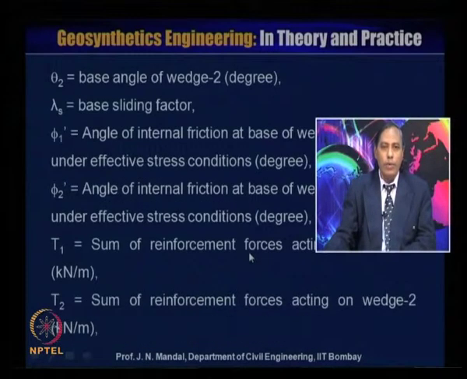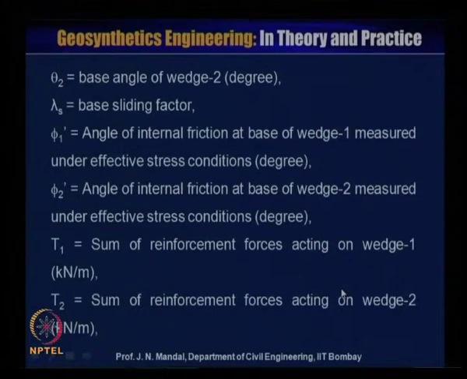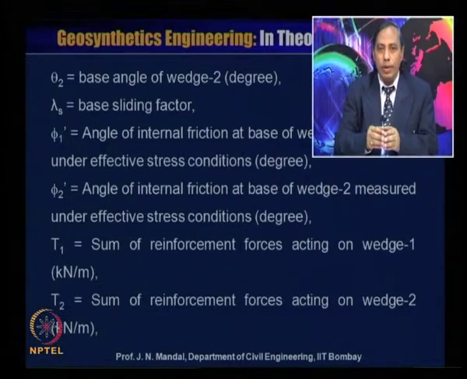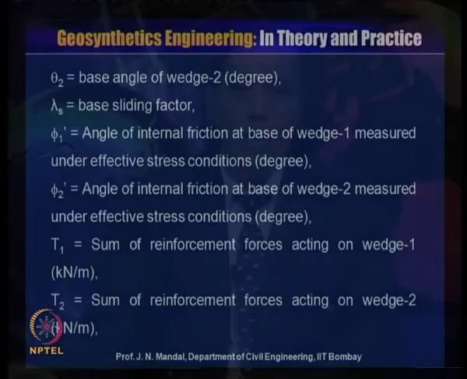Next, theta 2 is the base angle of wedge 2 in degree; lambda S is the base sliding factor; phi 1 dash is the angle of internal friction at the base of wedge 1 measured under effective stress condition in degree; phi 2 dash is the angle of internal friction at the base of wedge 2 measured under effective stress condition in degree. T1 is the sum of the reinforcement forces acting on wedge 1, kilonewton per meter; T2 is the sum of the reinforcement forces acting on wedge 2, kilonewton per meter.